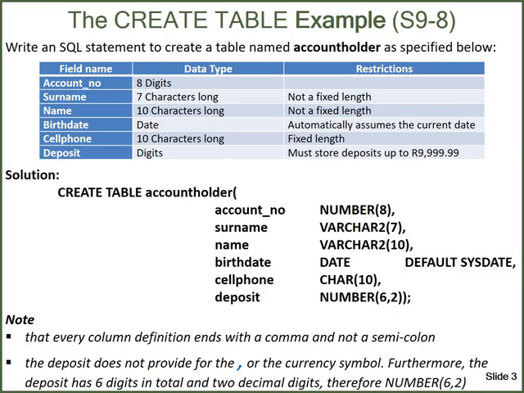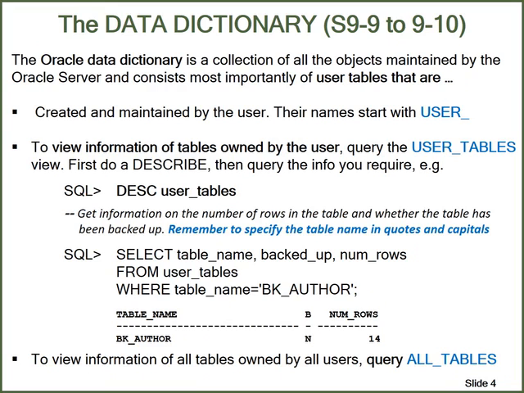The data dictionary. The Oracle Data Dictionary is a collection of all the objects maintained by the Oracle server, and it consists most importantly of user tables that are created and maintained by the user, and these user tables start with USER_. To view information of tables owned by the user, you can query, for example, the USER_TABLES data dictionary view. You can see now tables owned by the user, therefore the name of the data dictionary is USER_TABLES. First do a DESCRIBE and then query the info you require.